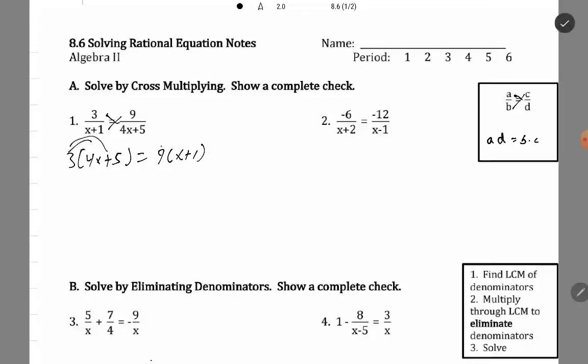Distribute. So I have 12x plus 15 equals 9x plus 9. I'm going to subtract 9x from both sides, and I'm going to subtract 15 from both sides. So I'll get 3x on this side, and I'll get negative 6 on this side, so x equals negative 2.